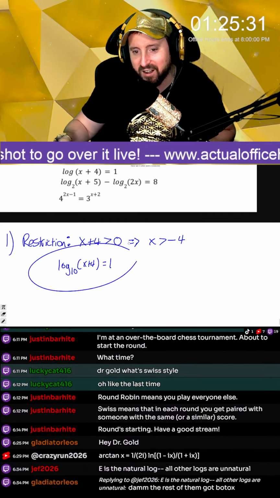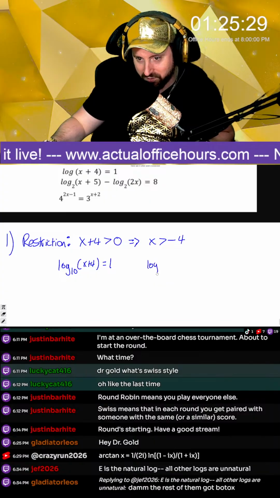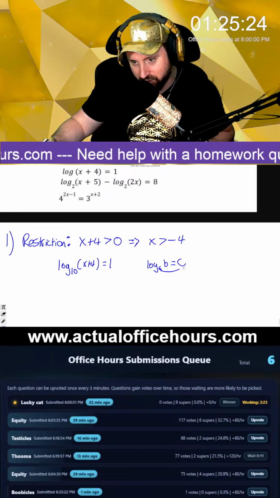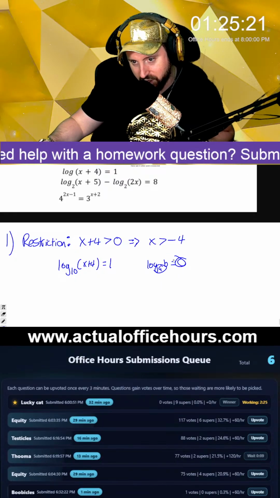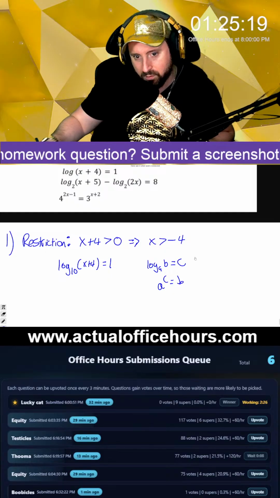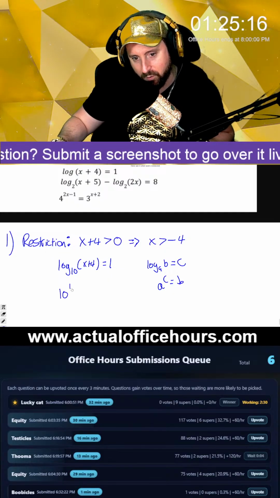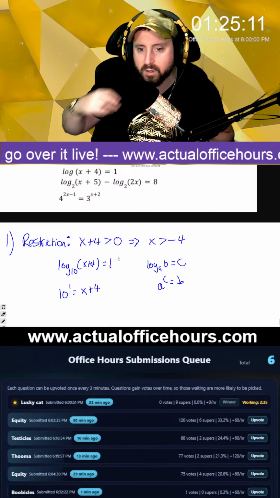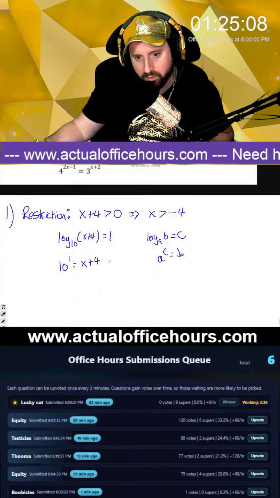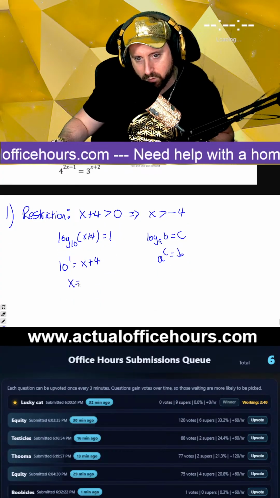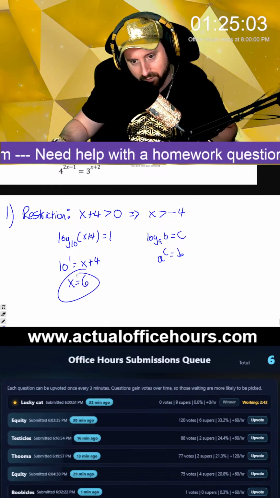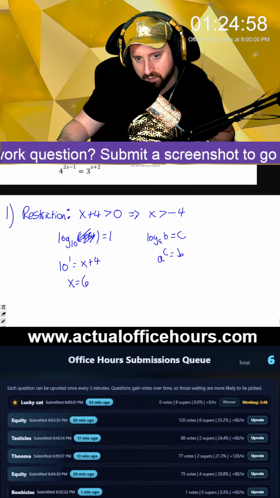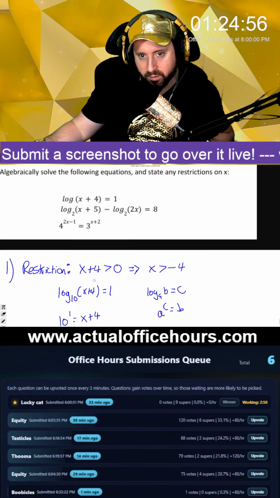Anyways. When doing these, you can put things in what I call exponential form. So log base a of b is equal to c. The other way to write this is a to the c is equal to b. So if you were to write this, you get 10 to the 1 is equal to x plus 4. So that tells you that x must equal 6. And you can see that as well, because log base 10 of 10 is just 1. Anytime you're taking the log base of the same thing, you get 1.